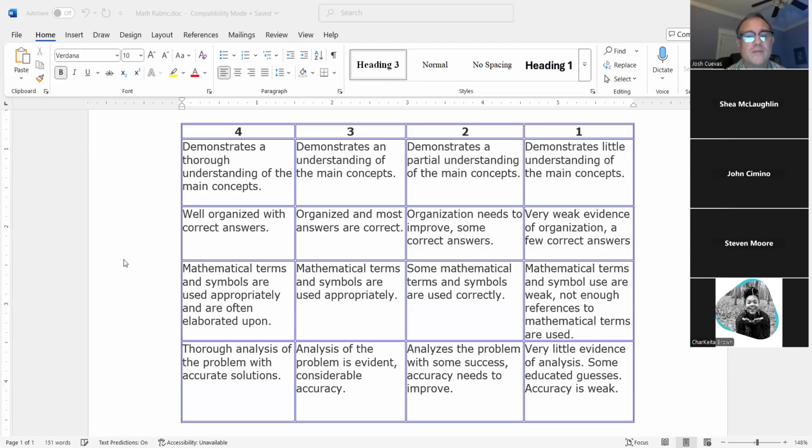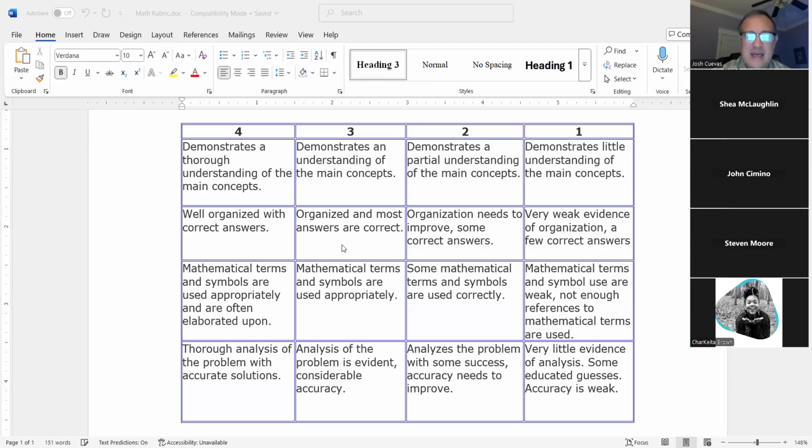Redundancy in wording, okay. What do you mean? Yeah, some correct answers or a few correct answers doesn't really clarify the performance expectations. Okay, that could mean anything. But being a math rubric, it isn't really as quantifiable as you think. Well, let me show you one issue here.